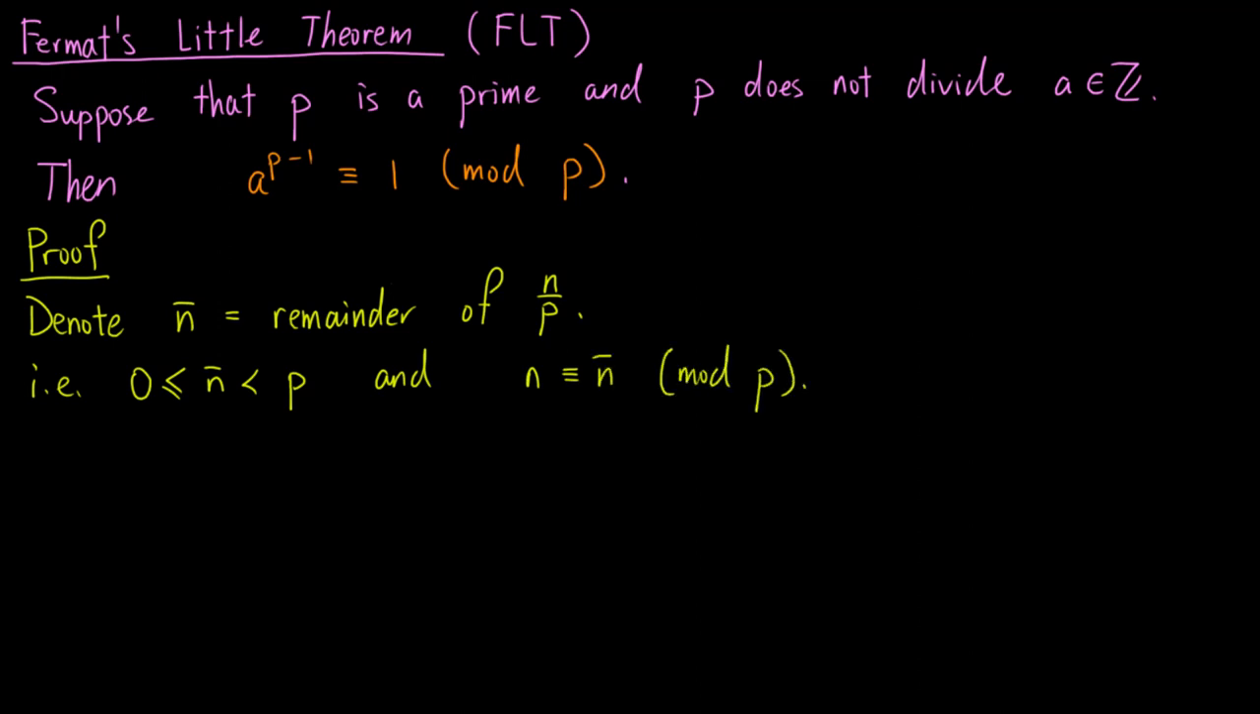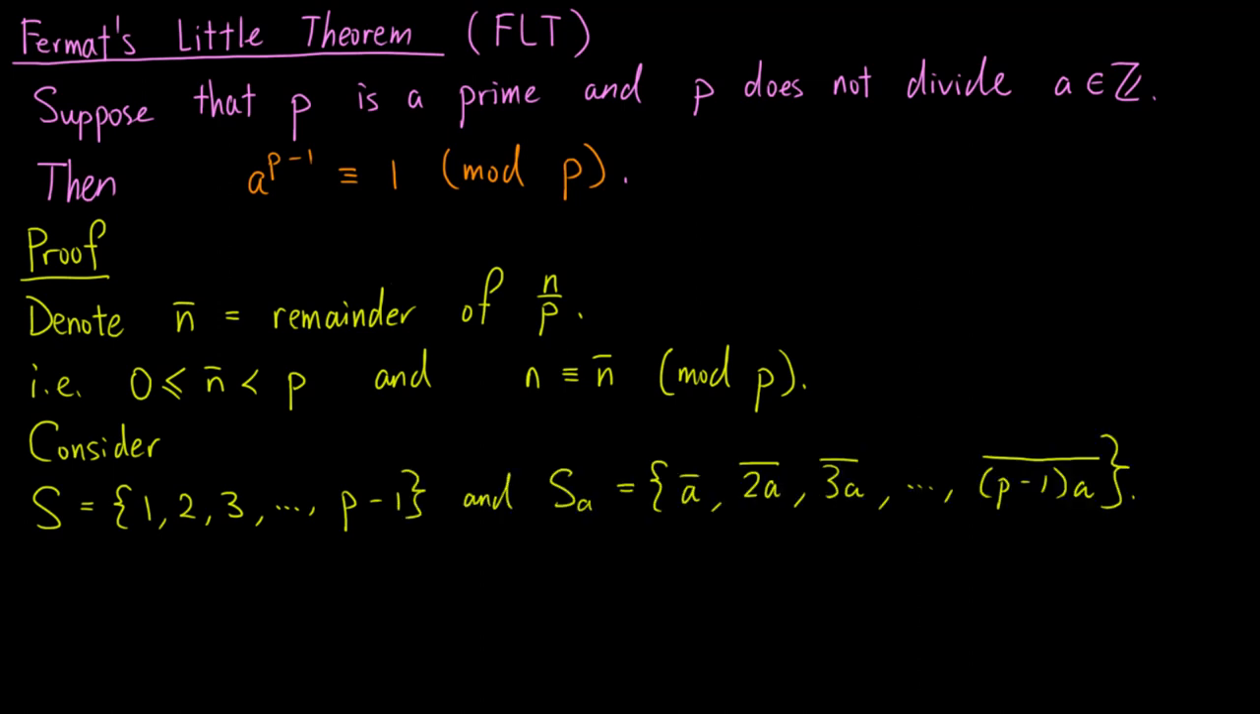Now, let's consider the sets S, which consists of numbers 1, 2, 3 up to p minus 1, and SA, which is the set containing a bar, 2a bar, 3a bar, up to p minus 1 times a bar. Note that by definition, SA is contained in S.